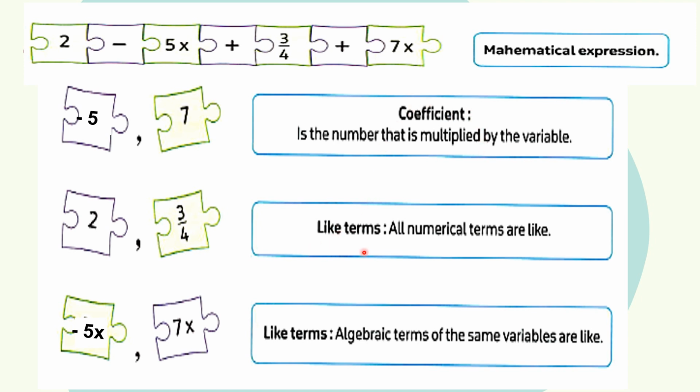And here we have the like terms. All the numerical terms are like terms, like 2 and 3 over 4. And also the algebraic terms of the same variable are like terms, like negative 5x and 7x, because we have the same variable here, which is x. So they are called like terms.